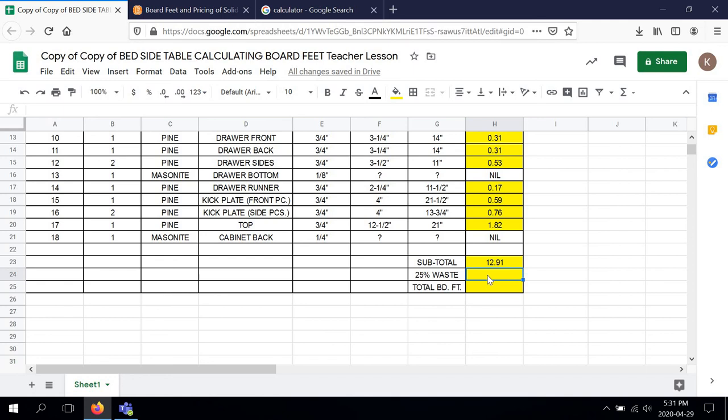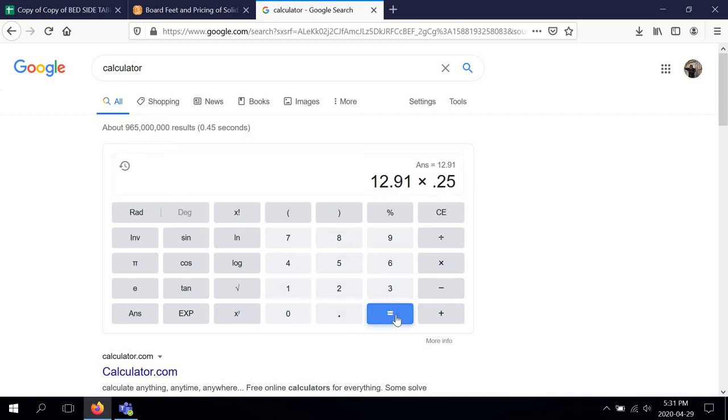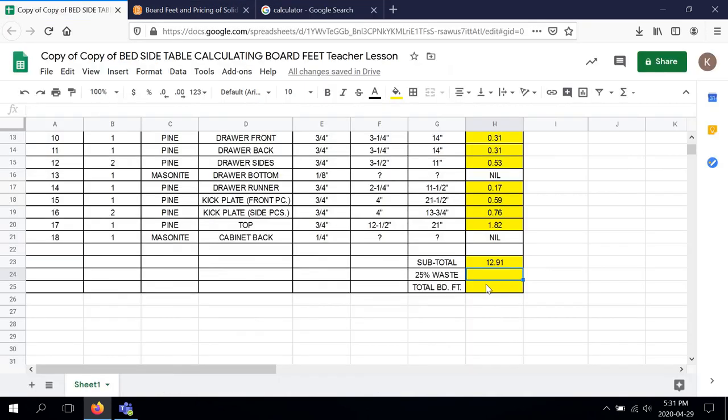So how are we going to figure this out? We're going to take 12.91. We're going to multiply it by decimal 25, and that is what 25% of that looks like. So it's going to be 3.22. Type 3.22, and then we're just going to add them up. So we have to add our subtotal and our scrap allowance, our waste.